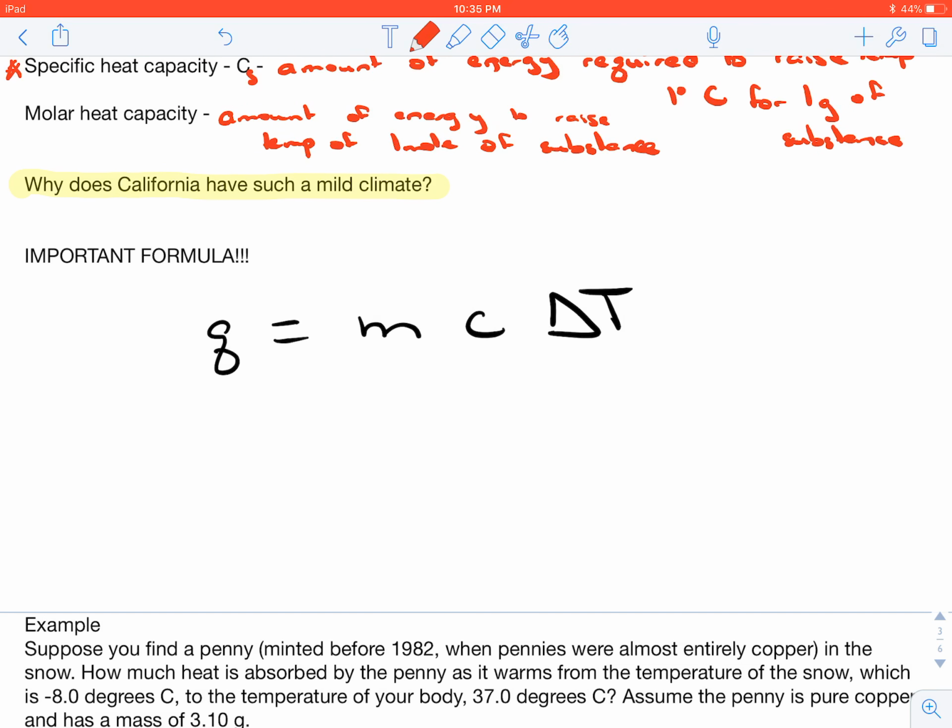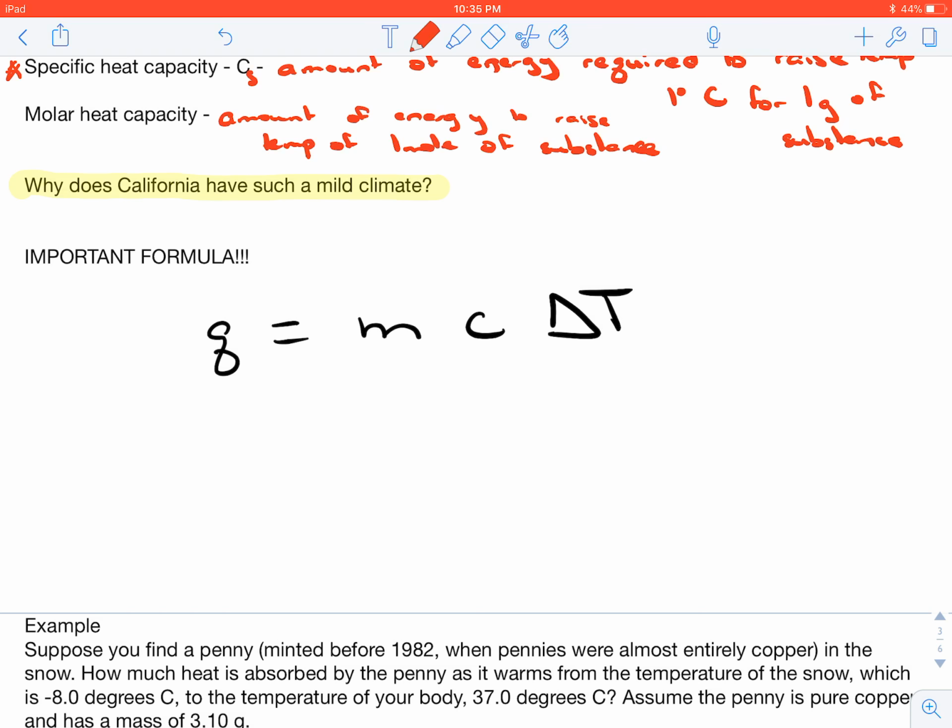Now on to this very important formula. This formula is something that you will use on the AP exam. It shows up just like this. You don't have to memorize it because it is on your formula sheet, but let's talk about what each of these means. So we've got Q, which hopefully we remember is heat. It is measured in joules. M we haven't seen yet in this chapter, but it is mass, and it is measured in grams.